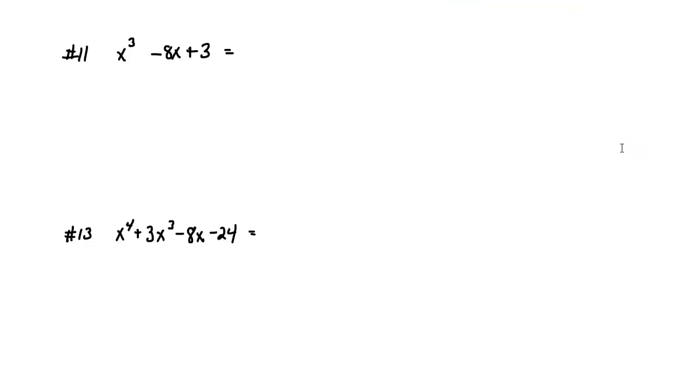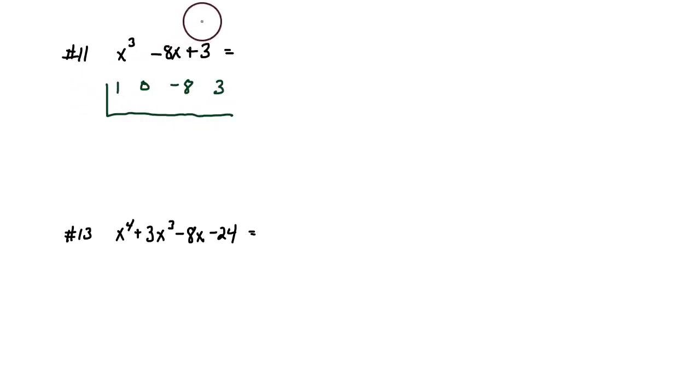Number 11, we're asked to factor this. I'm going to begin by using synthetic substitution: 1, 0, −8, and 3. Maybe the number 1 will go in there. Let's run through the process. Nope, we did not get a remainder of 0, so 1 doesn't work. Let's erase it and try something different.